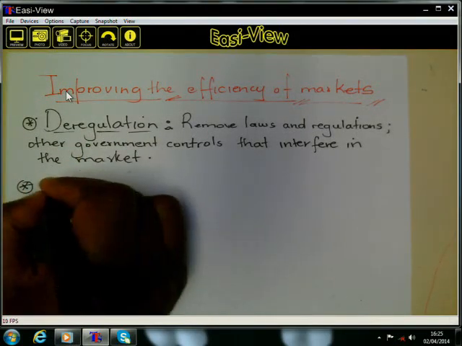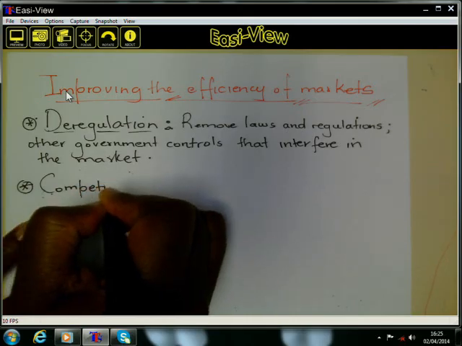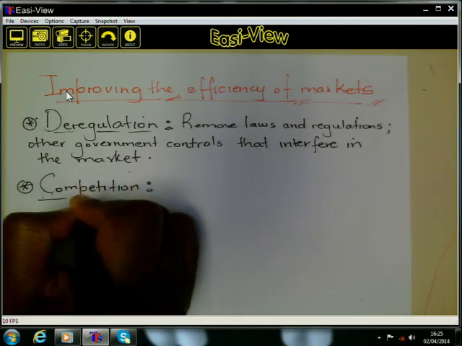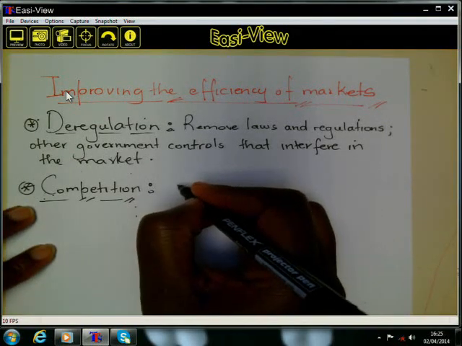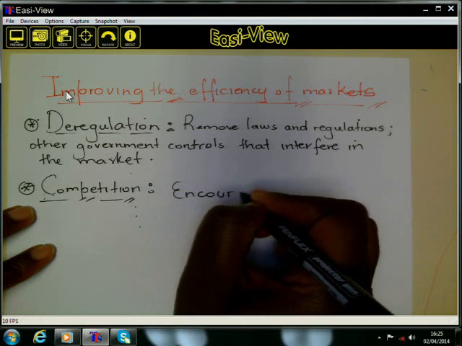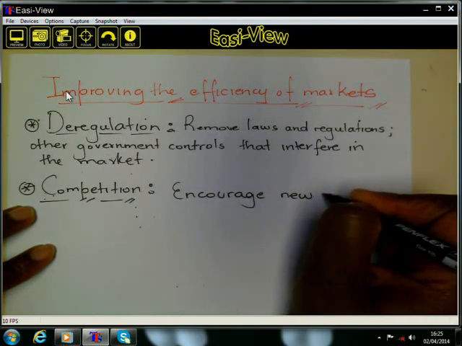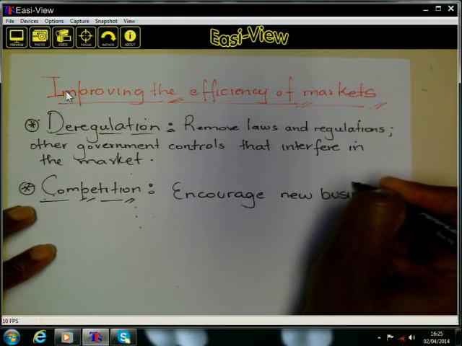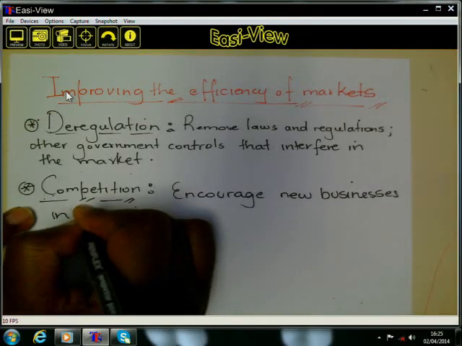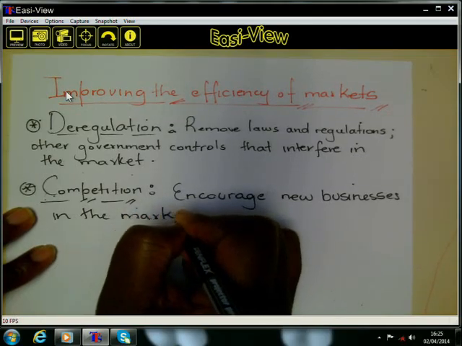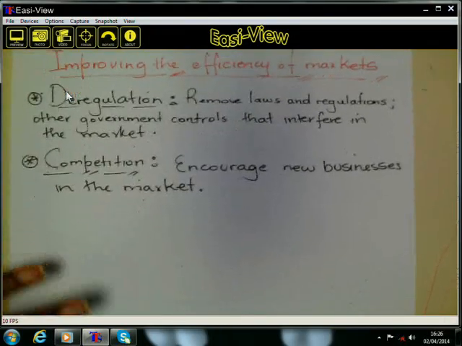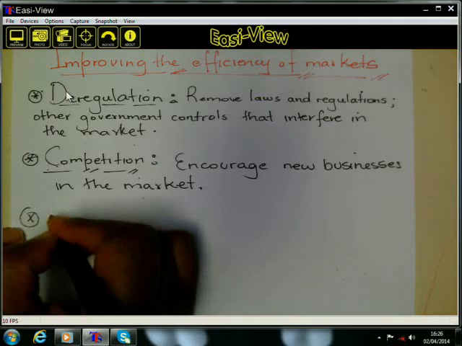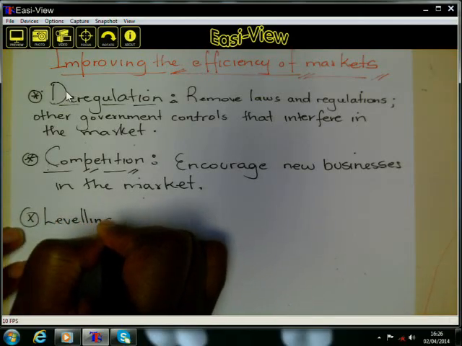And then we have competition. So, what is the government to do now? They must encourage new companies, so, new businesses in the market, so that we don't have too many monopolies. We have collusions in the market, because these people, they own the market. And then the last factor, leveling the playing fields.